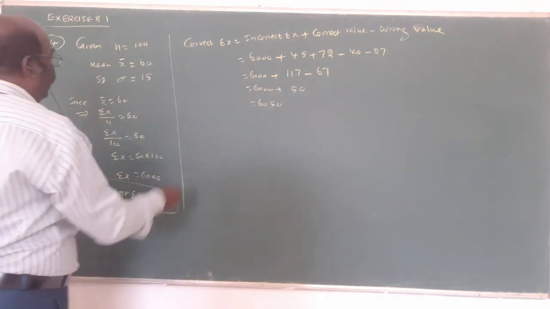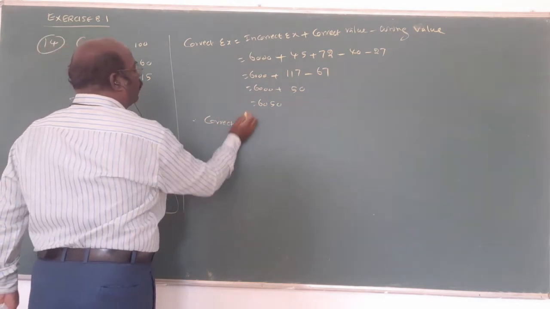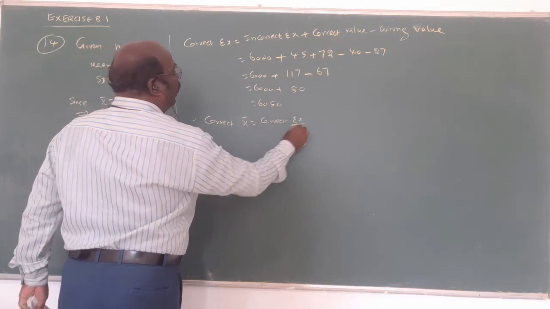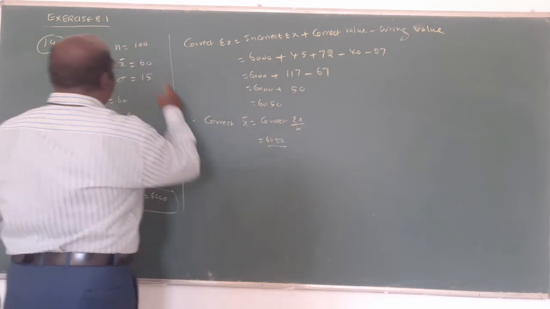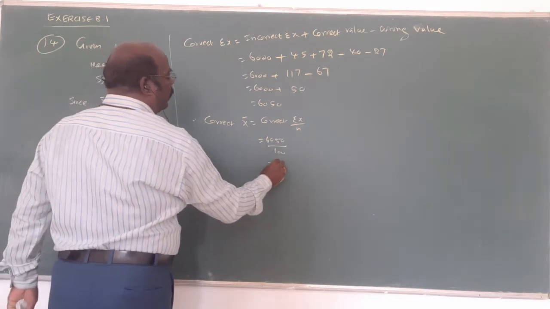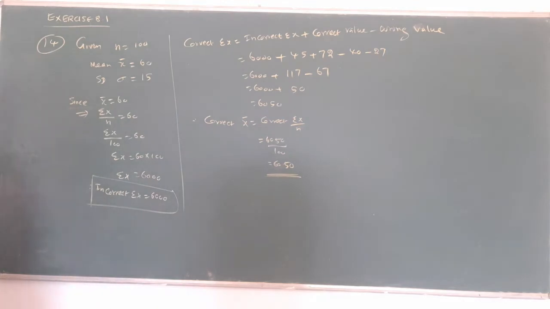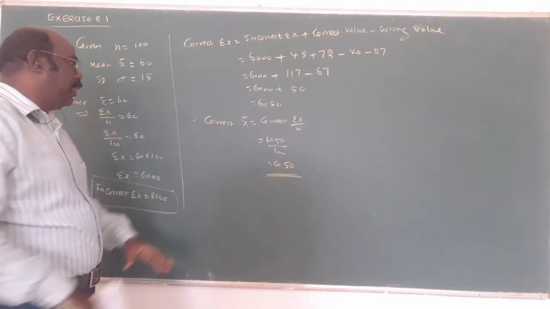Therefore, the correct mean, correct x bar, is equal to correct sigma x by n. The correct total 6050 divided by n, which is 100, gives 60.5. This is the first answer, over. Okay, now what does the next question ask? It asks for the correct mean and standard deviation. Now this is the correct mean.